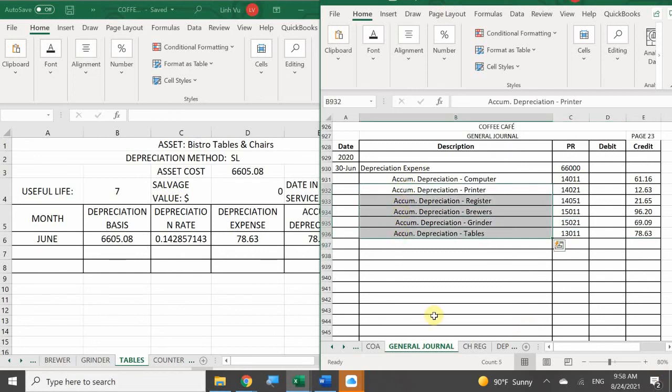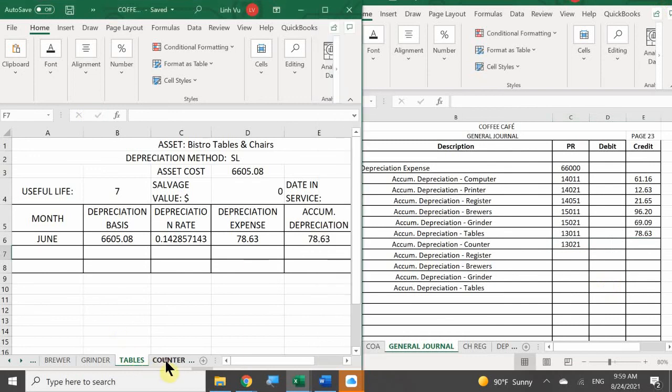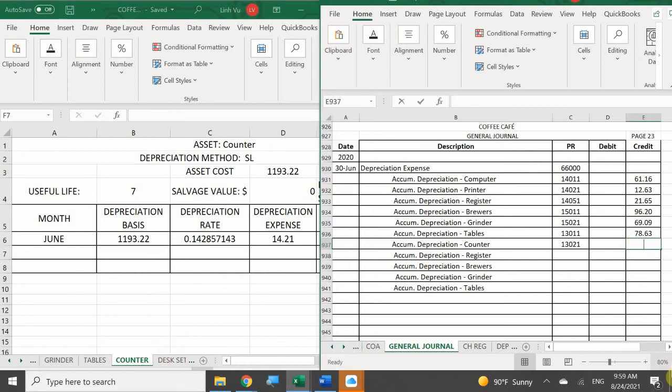I'm going to see if this works. I don't think it does, but why not? Let's try it. Okay, it does work. So the next account we have is our counter, which is 13,021. How much is the depreciation expense for the counter? 1421. Okay.